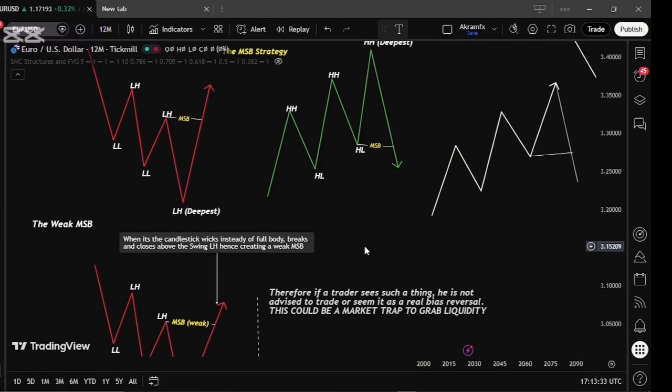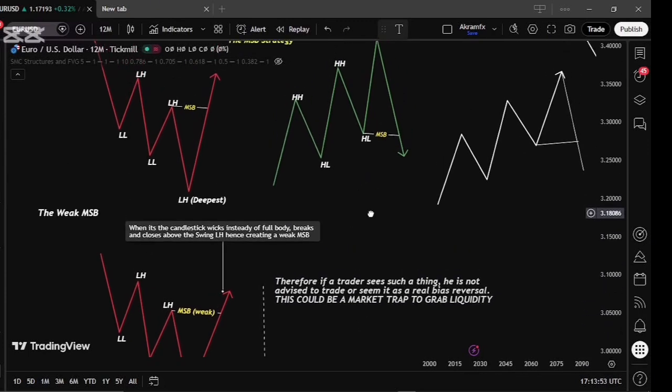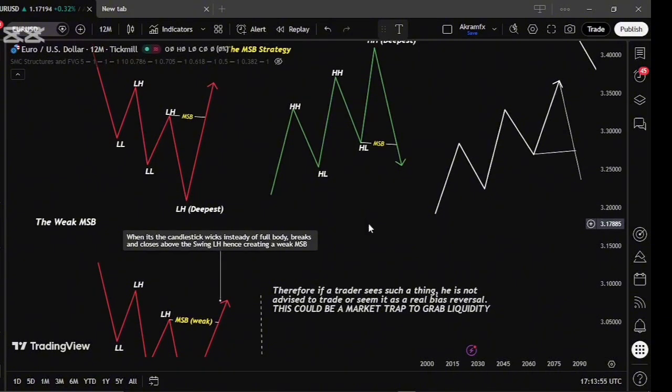Today I'm showing you something very simple that professional traders always look for before entering the market, and it's called the market structure break. Once you understand this, you will stop guessing the market. A market structure break is a signal that tells us that the current trend might be losing momentum and a new direction is forming.